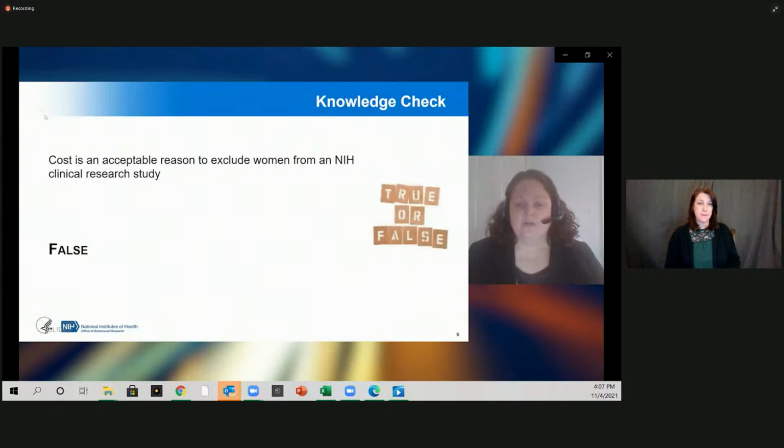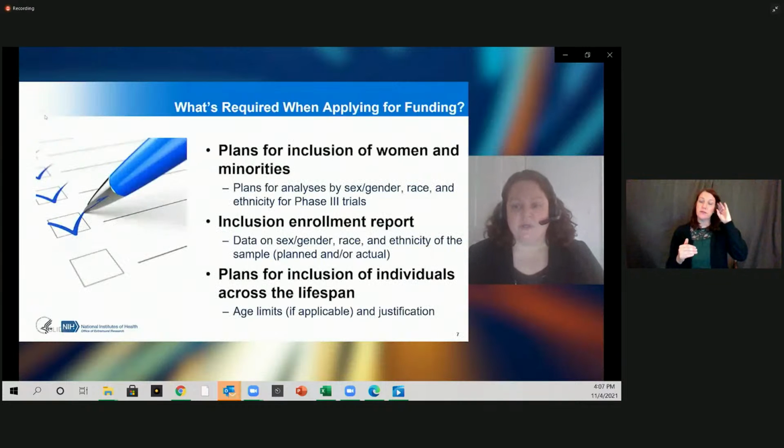Okay, so moving on from the requirements, let's talk more about what's required when you're applying for NIH funding. So if you're applying for funding, you'll need to include plans for inclusion of women and minorities and plans for analyses by sex or gender, race and ethnicity for NIH-defined phase 3 clinical trials. And then you also need to provide an inclusion enrollment report, and that inclusion enrollment report will include data on sex or gender, the race and ethnicity of your proposed sample, both planned and actual.